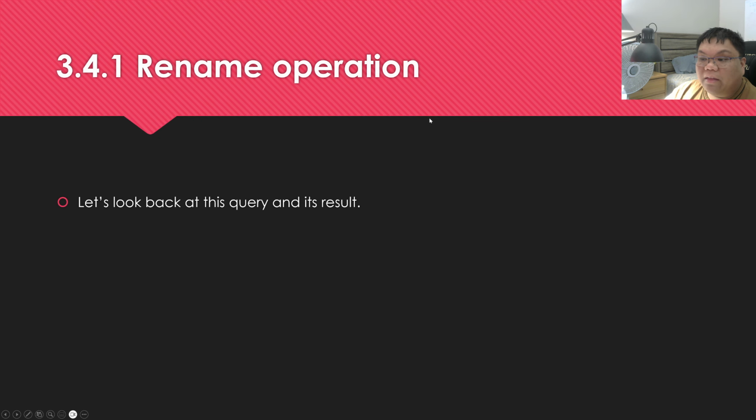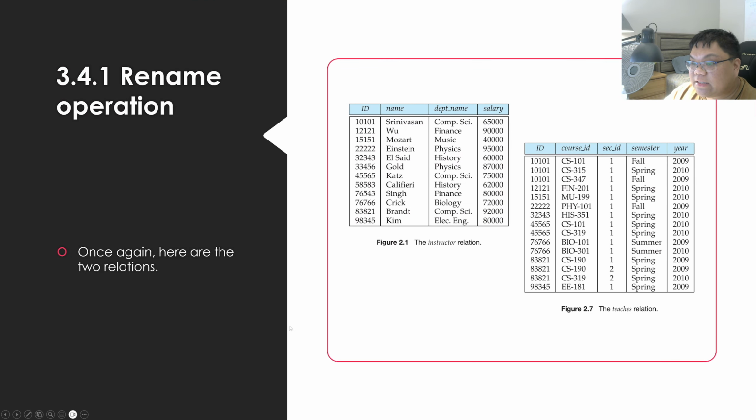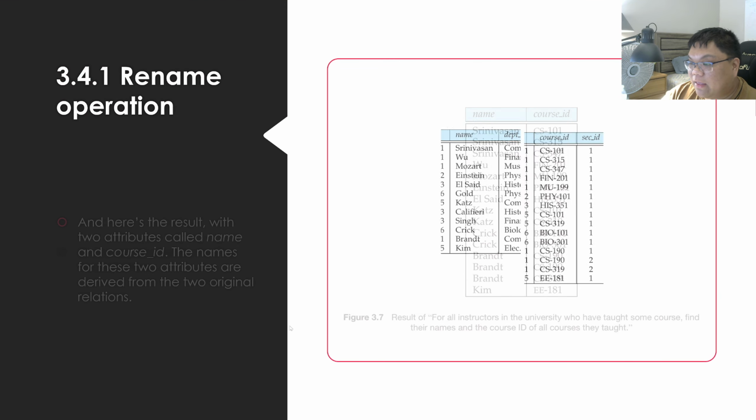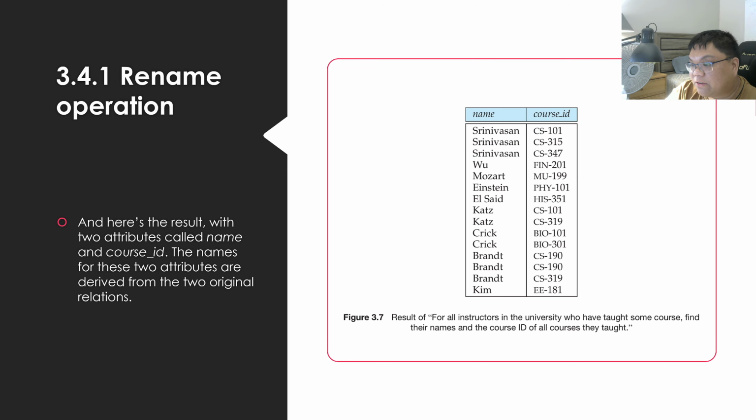Let's look at this query and its result. Select name, course ID from instructor, teaches, where instructor ID equals teaches ID. Here are the two relations, and here's the result of that query. For all instructors in the university who taught some course, find their names and the course IDs of all courses they've taught. Basically, find all instructors who have taught a course, display their names, and the courses they've taught.